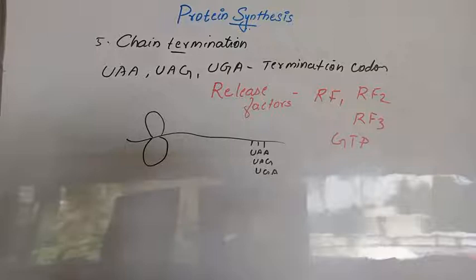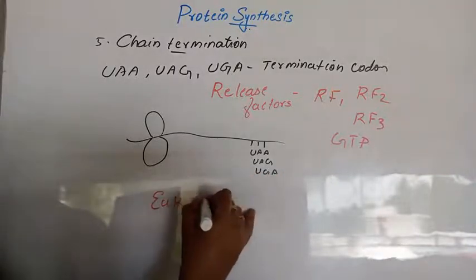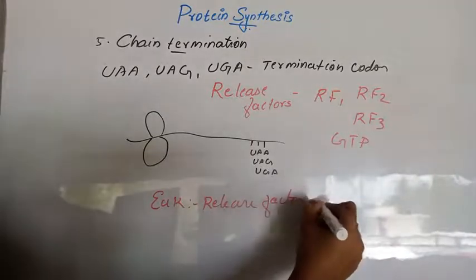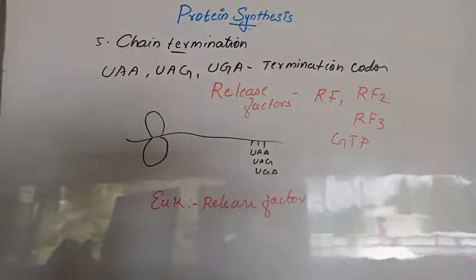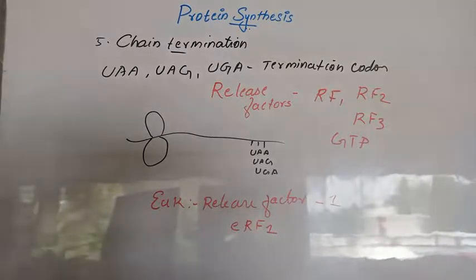In case of eukaryotes, only one release factor is known. It is known as eRF1. So these are about the chain termination.